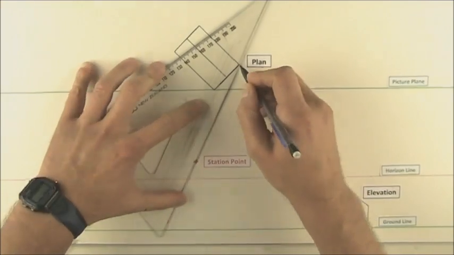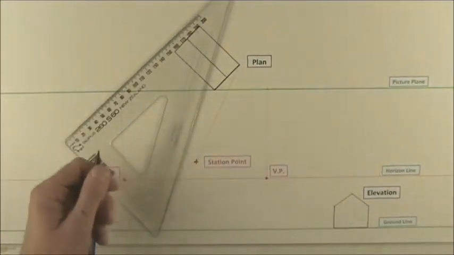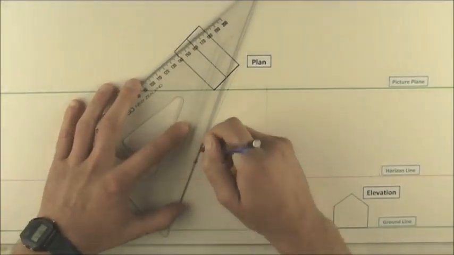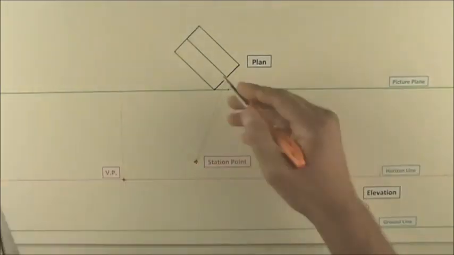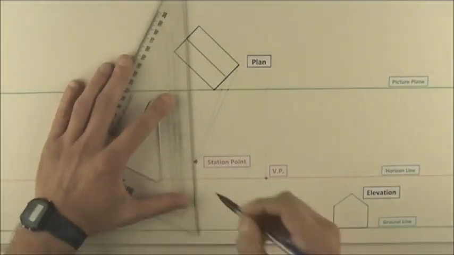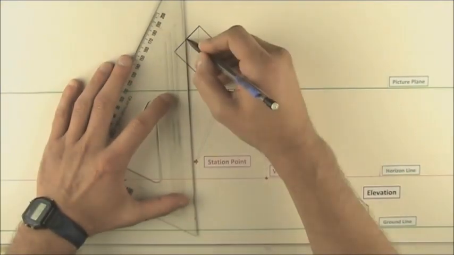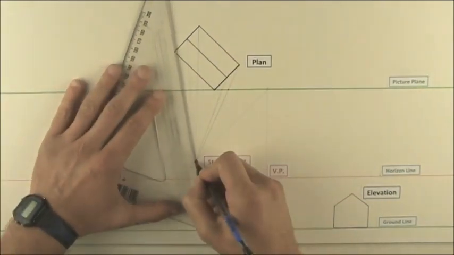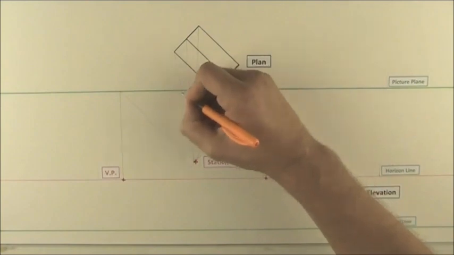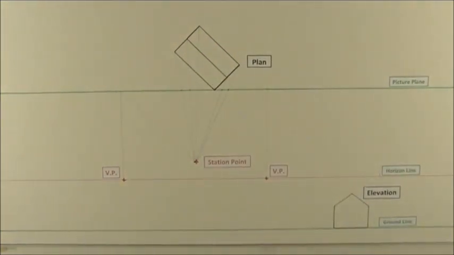Now, what we are going to do is draw from the station point to the main points in the block or the house shape, and mark where those points go through the picture plane, because what we're actually doing is drawing the view that the observer sees on the picture plane, which will be demonstrated shortly.